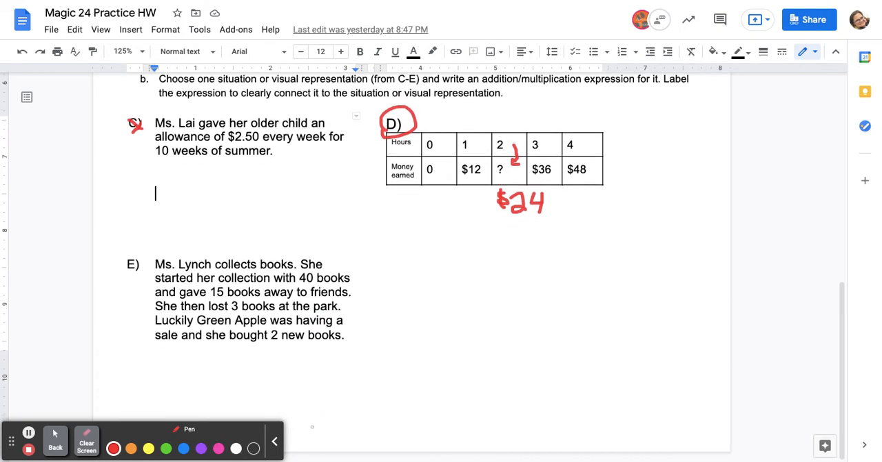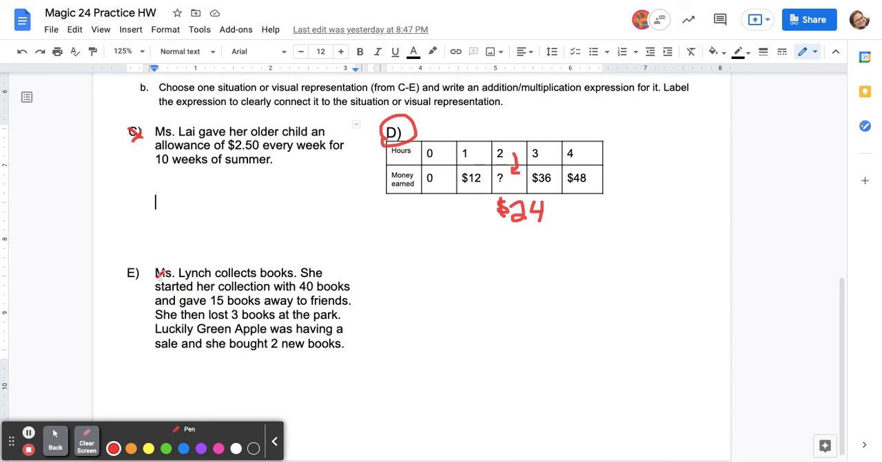All right, then I'm going to scroll down a little bit and look at E. So Miss Lynch collects books. She starts her collection with 40 books and gave 15 books away to friends. She then lost 3 books at the park. Luckily, Green Apple was having a sale and she bought 2 new books. Okay, let's write this one out. I like to underline all my important information. So she started her collection with 40 books. Then she gave away 15 books to friends. Then she lost 3 books. Green Apple was having a sale and she bought 2 new books. So how many are in her collection? Okay, let's look at that.